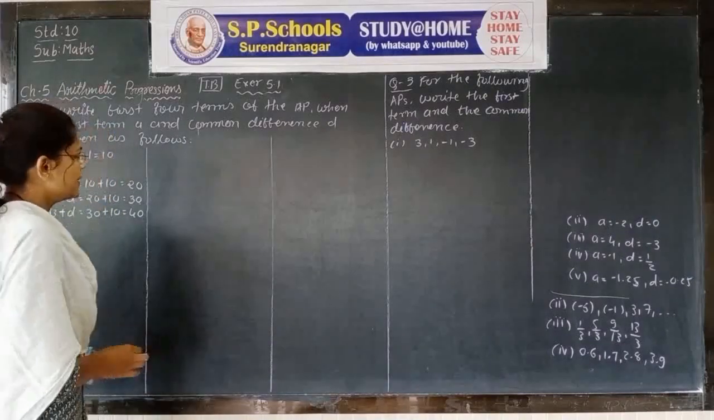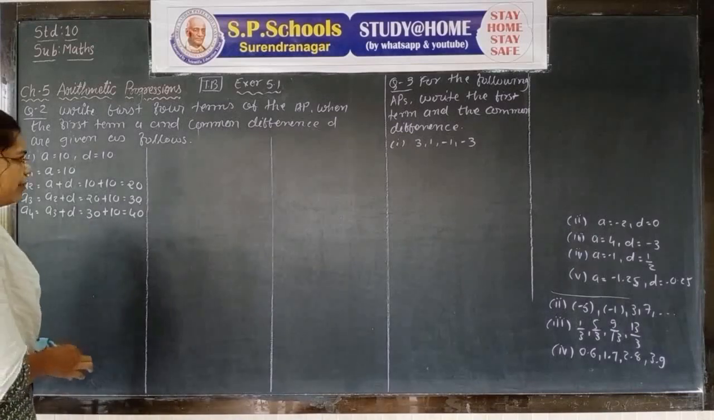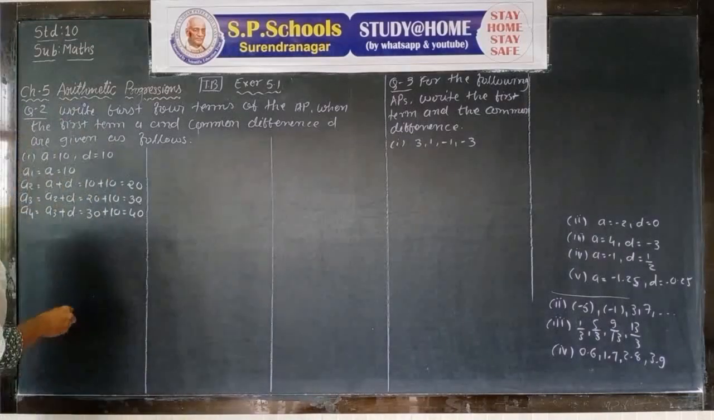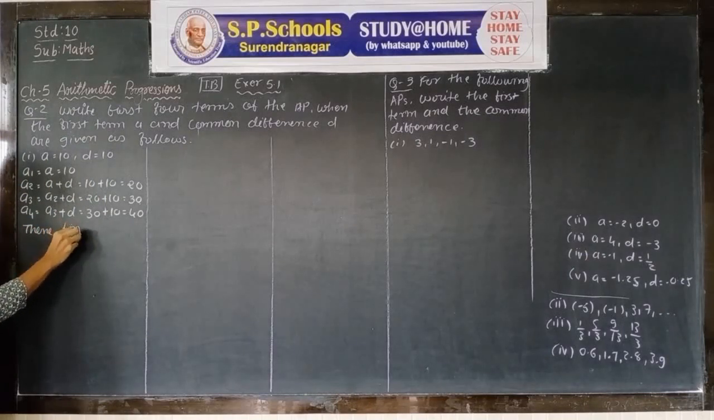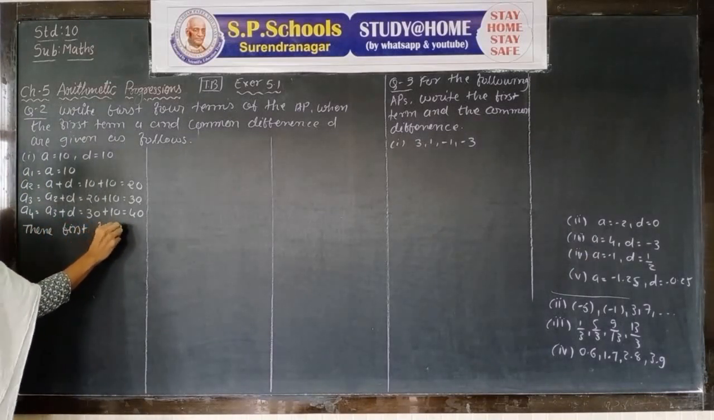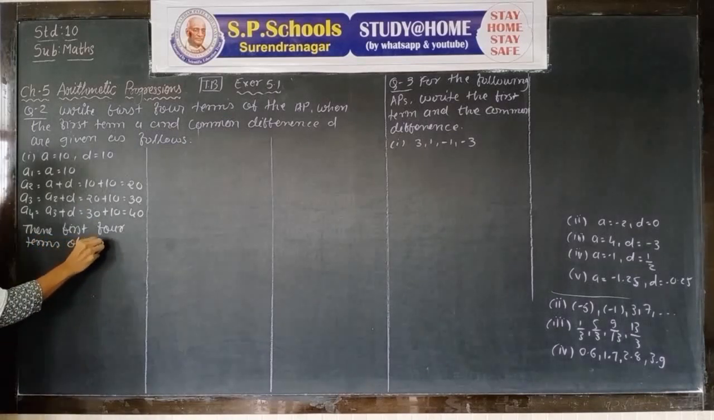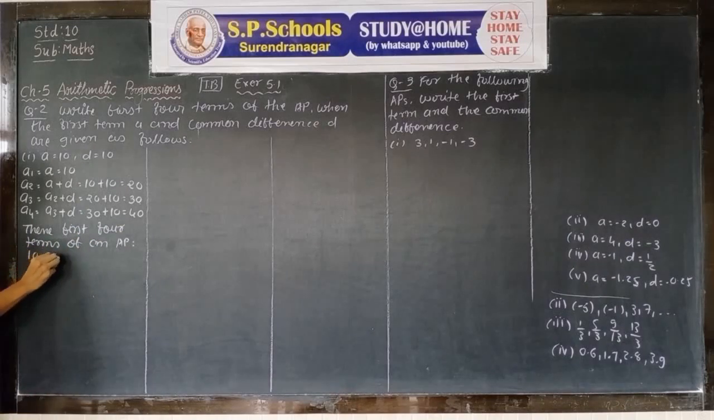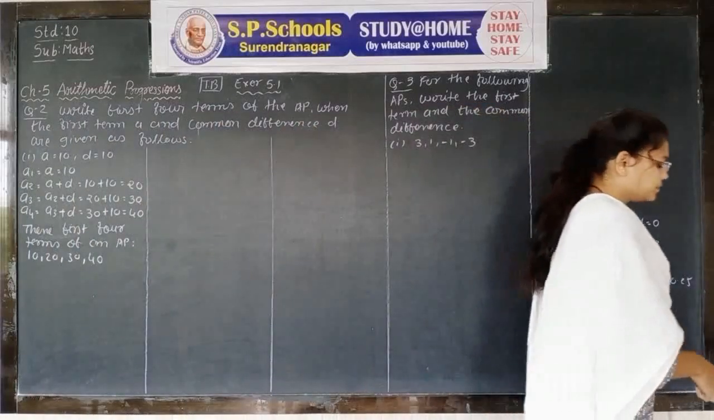The question says to write the first 4 terms of the AP when the first term and the common difference are given. Therefore, the first 4 terms of an AP are 10, 20, 30 and 40. Now we see the next, second number.